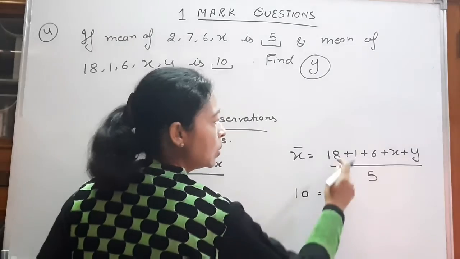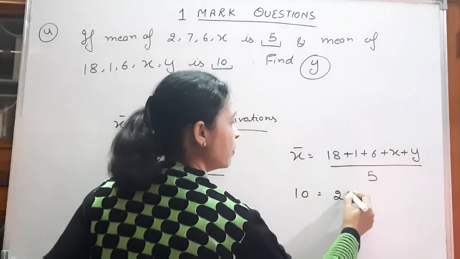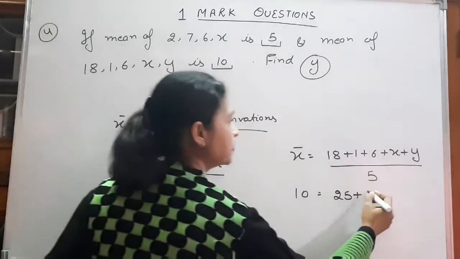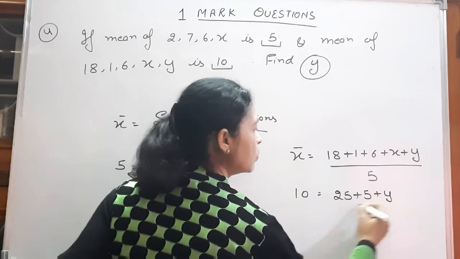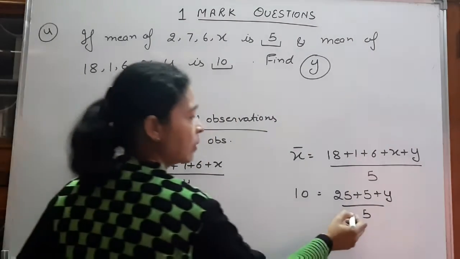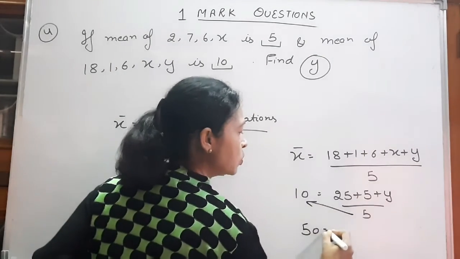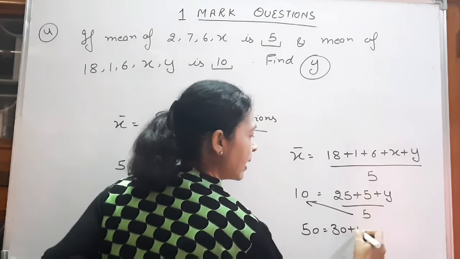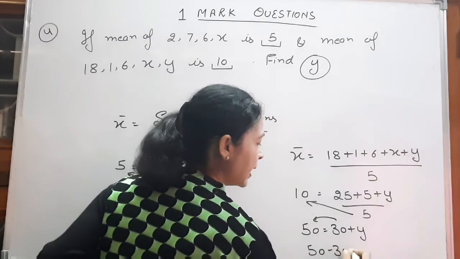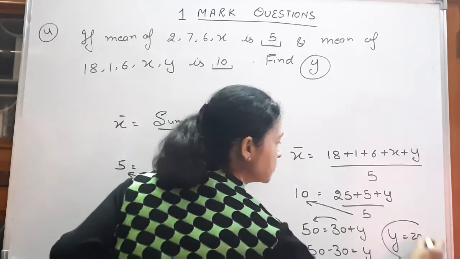We have 10 equals 18 plus 1, 19, 19 plus 6, 25 plus x. What is the value of x? 5, plus y over 5. We have to find the value of y. 5 on the left hand side, 10 into 5, 50 equals 30 plus y. And what is the value of y? 50 minus 30. That is, the value of y is 20.